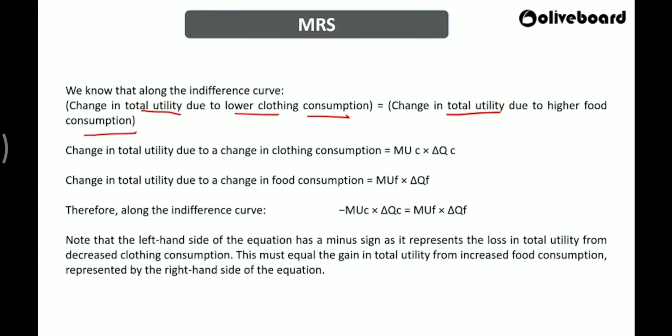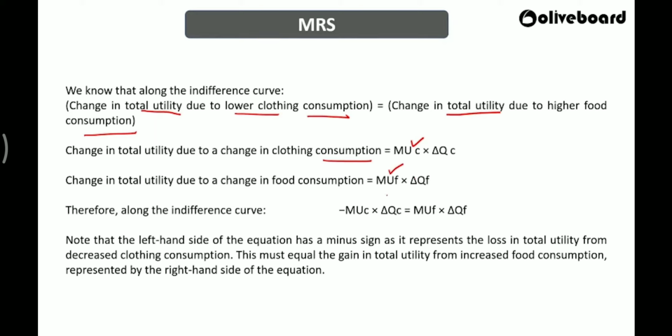Additional food. So whatever satisfaction I'm losing from clothing will be equal to the satisfaction I gained from what? Food. Yes or no? So that is the main theory. Whatever you lose from giving away clothing will be gained from taking one more additional unit of food. So now, this is the mathematical equation: the change in total utility due to change in clothing consumption will be marginal utility of clothing into change in the quantity of clothing, and the change in total utility due to change in food consumption would be marginal utility of food into change in quantity of food.